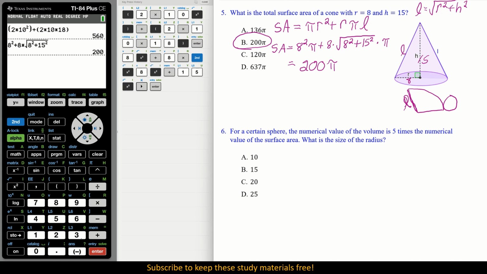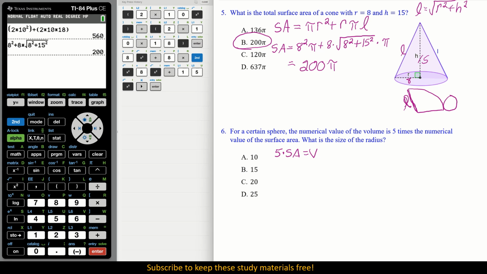Okay. For a certain sphere, the numerical value of the volume is 5 times the numerical value of the surface area. Okay. What is the size of the radius? Okay, so what do we really have? We have 5 times the surface area equals volume. Okay. Well, let's just fill all that in as we know.